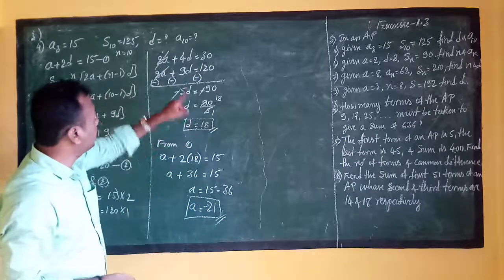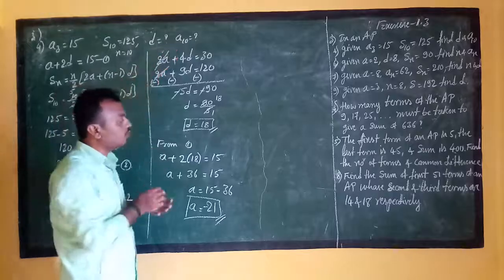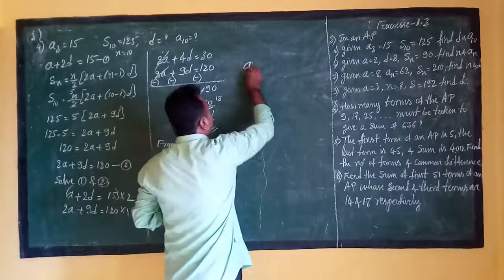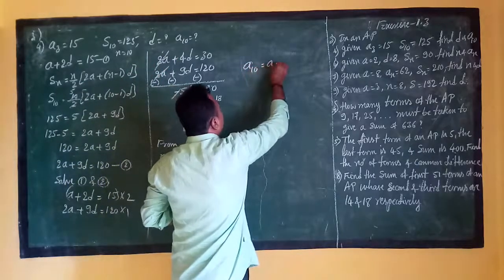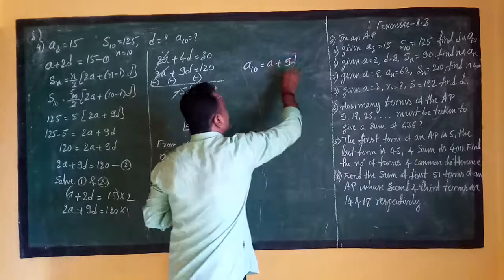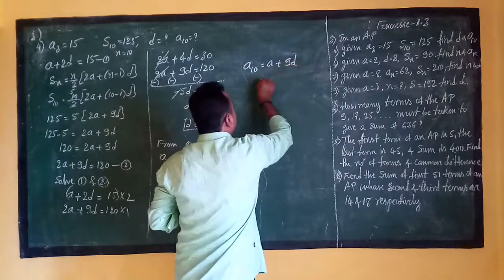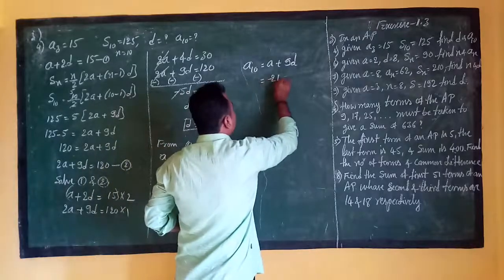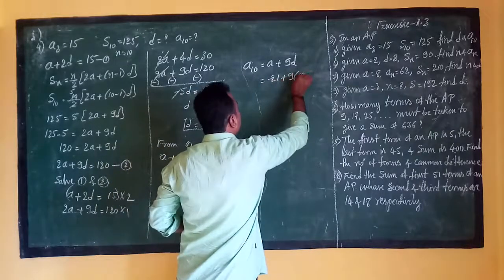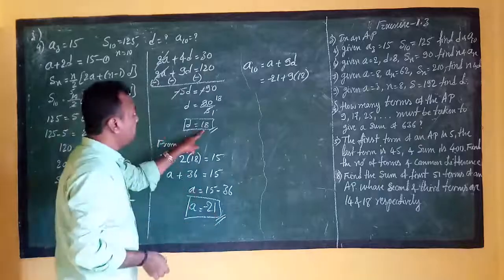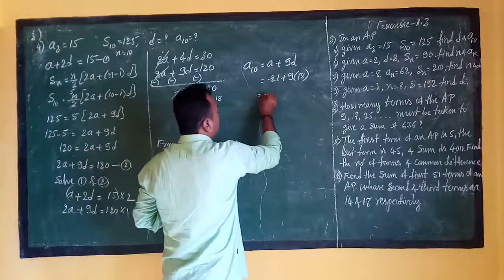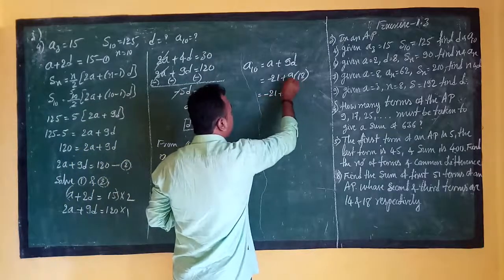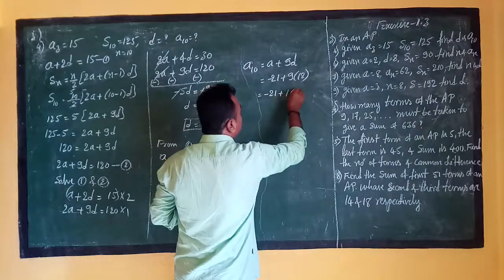So d is already calculated, and A10 we have to calculate. A10 is equal to a plus 9d. Okay students, a plus 9d. Yes, a means minus 21 plus 9 into d, d means 18. We have to substitute. So minus 21 plus 18 9s are 162.